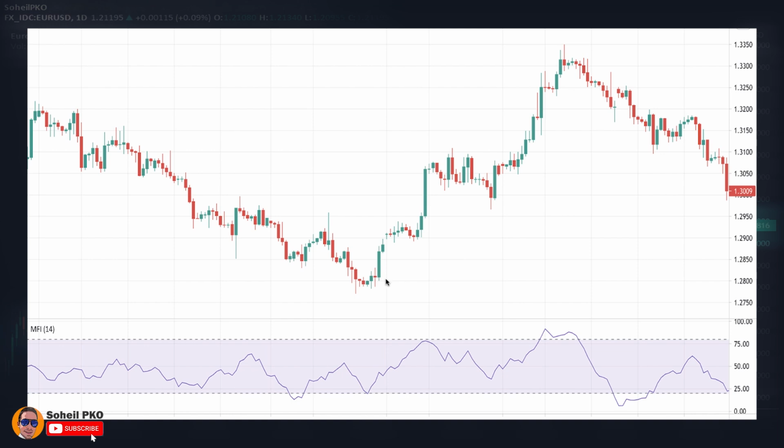Another signal that you can get from Money Flow Index is divergence. Divergence happens when the price and MFI move in the opposite direction. In bullish divergence, the price may form a lower low, but the MFI forms a higher low, and this shows improving of money flow and increased upside momentum.